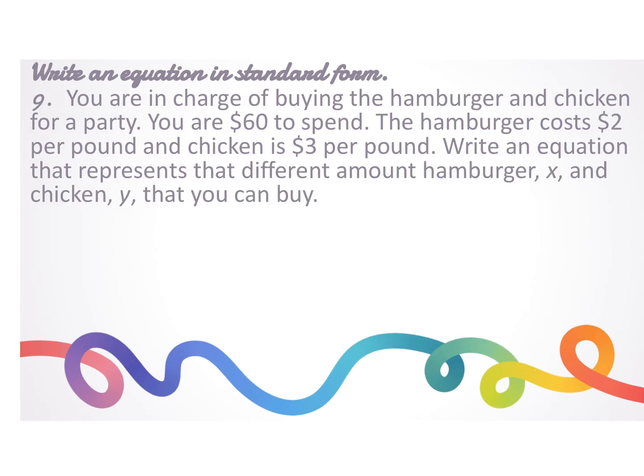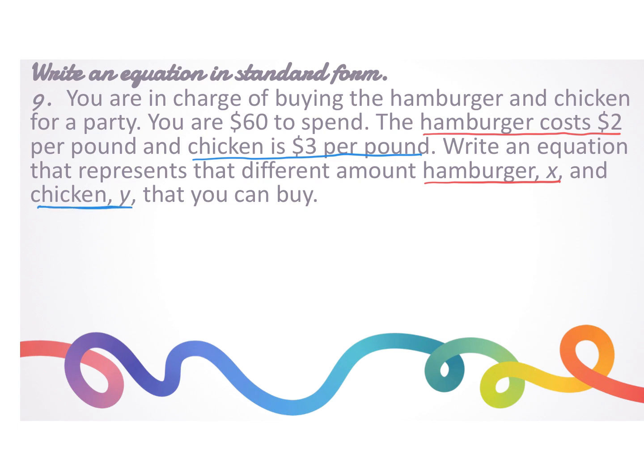All right, we have two left. You are in charge of buying the hamburger and chicken for a party. It should say you have $60 to spend. The hamburger costs $2 per pound, and chicken is $3 per pound. It says write an equation that represents the difference between the amount of hamburger, x. So see how hamburgers were $2 a pound? This one's telling us hamburger has to be x. And then it also says chicken, y. So that's telling me my chicken has to be the y.